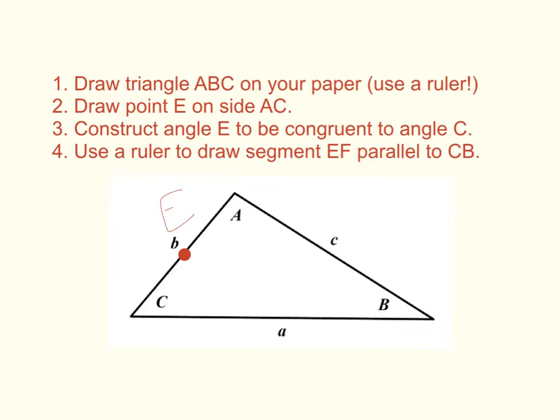All right, once you've done that, you're going to construct an angle at E that is congruent with angle C. So we have this angle here, and you're going to draw an angle up here that is congruent to angle C. So this is where you need to use your protractor. Hold that protractor up to angle C and see what measure it is, and hold it up to B and draw the other side of that angle.